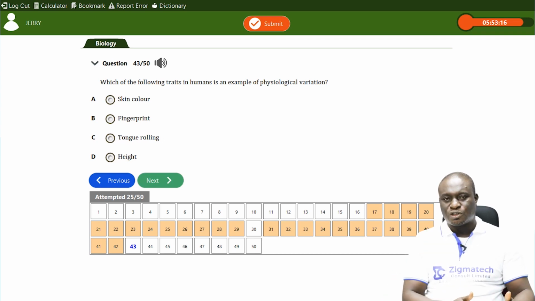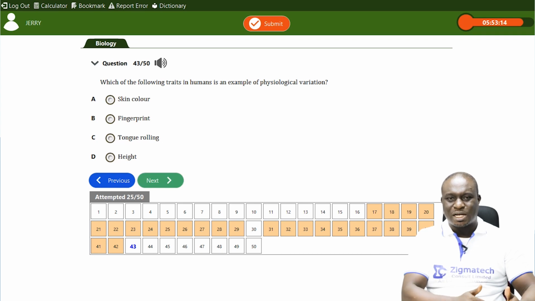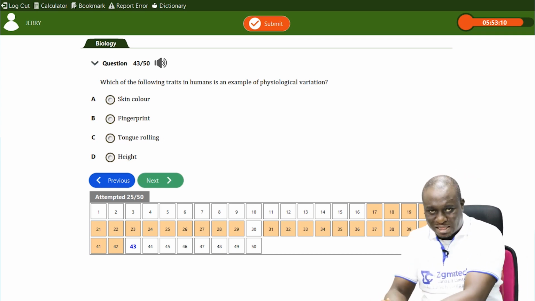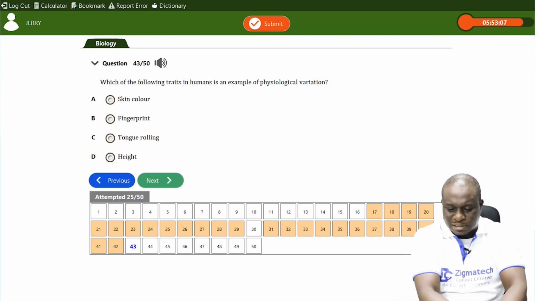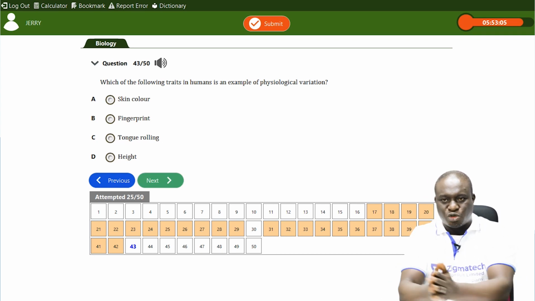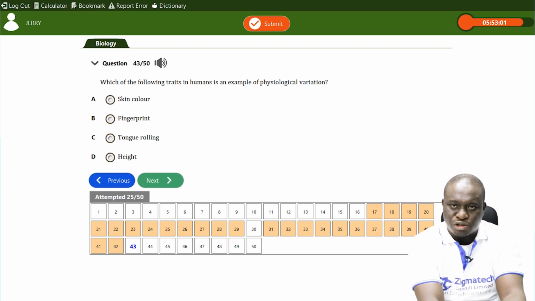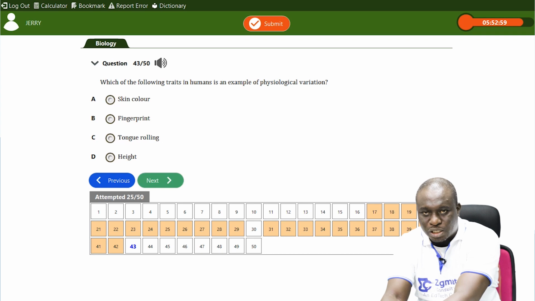So in discontinuous variation, it is either you can do a particular thing or you can't function on that particular path. You can do this, you cannot do this, or you can react to this condition or you cannot react to this particular condition.